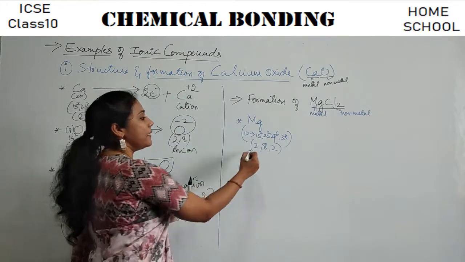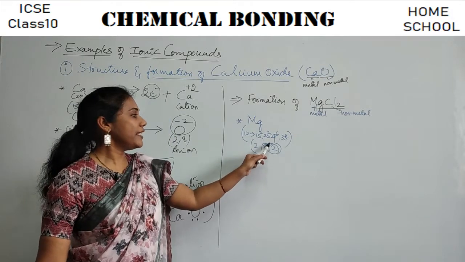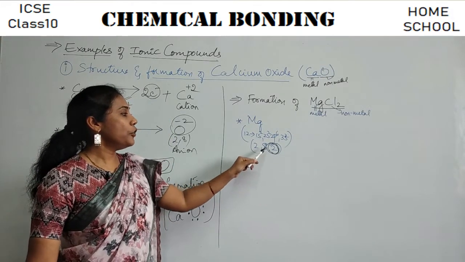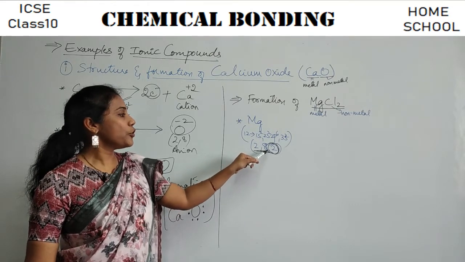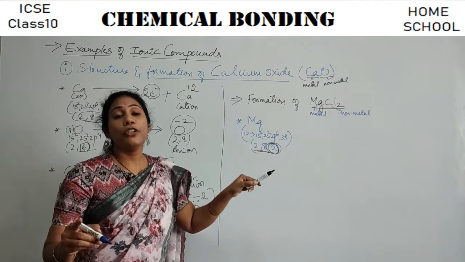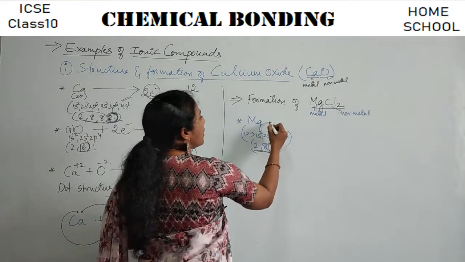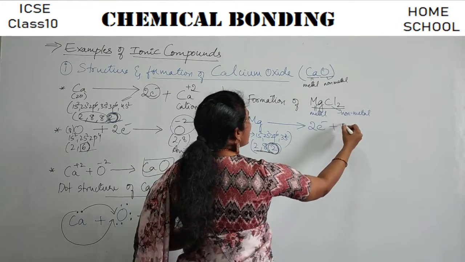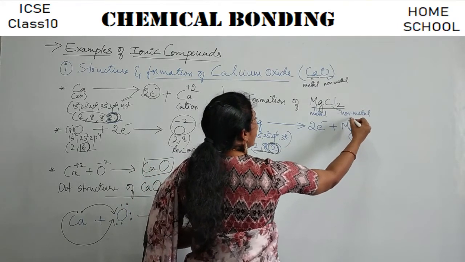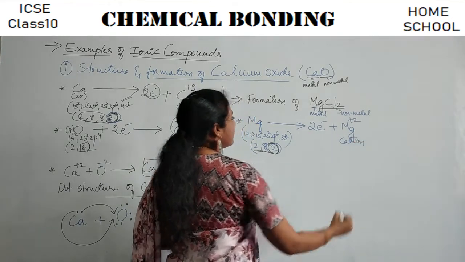To become stable, even this guy has to lose 2 electrons, because if it loses 2 electrons, it will have an electronic configuration 2, 8, which is similar to neon, that is a noble gas. Clear? So how do you show that losing? Say 2 electrons it will lose and it will get a charge Mg+2. So this is our cation, right?